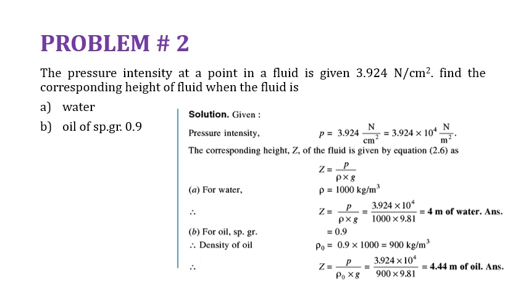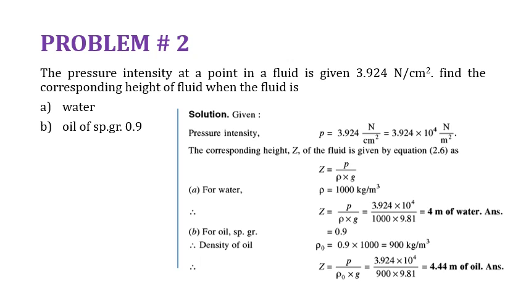So pressure intensity at a point in a fluid is given. It is 3.924 Newton per centimeter square. Find the corresponding height of fluid when the fluid is water, and the second case when it is oil of specific gravity 0.9. So here the pressure intensity is given and they're asking for the corresponding height.